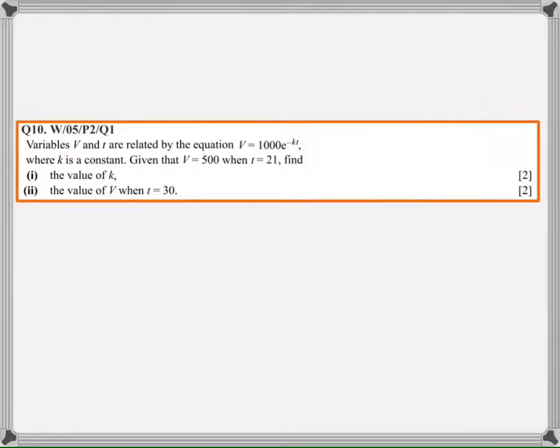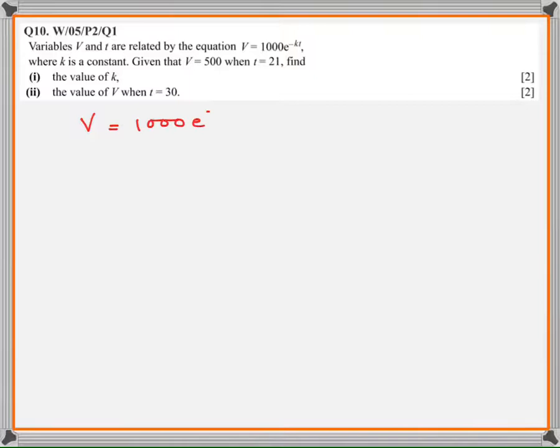Now, look at this first question. It's from the additional math syllabus, equally applicable for A-level second year too. Variables V and T are related by the equation where k is a constant. Given that V is this and T is this, find the value of k. So k is a constant and 1000 is a constant, and T and V are variables in this scenario. Find the value of k, and find the value of V when T is equal to 30. This is the equation. Plug in V and T.